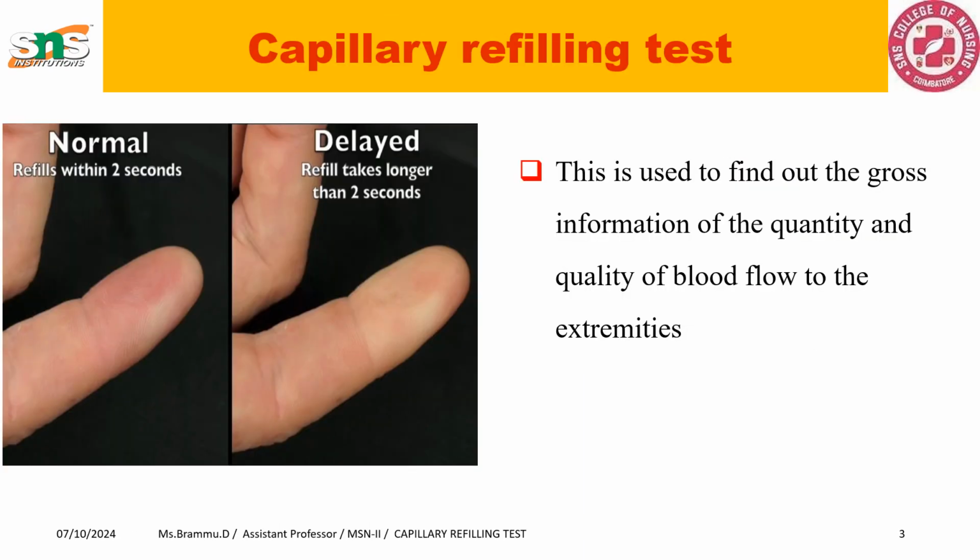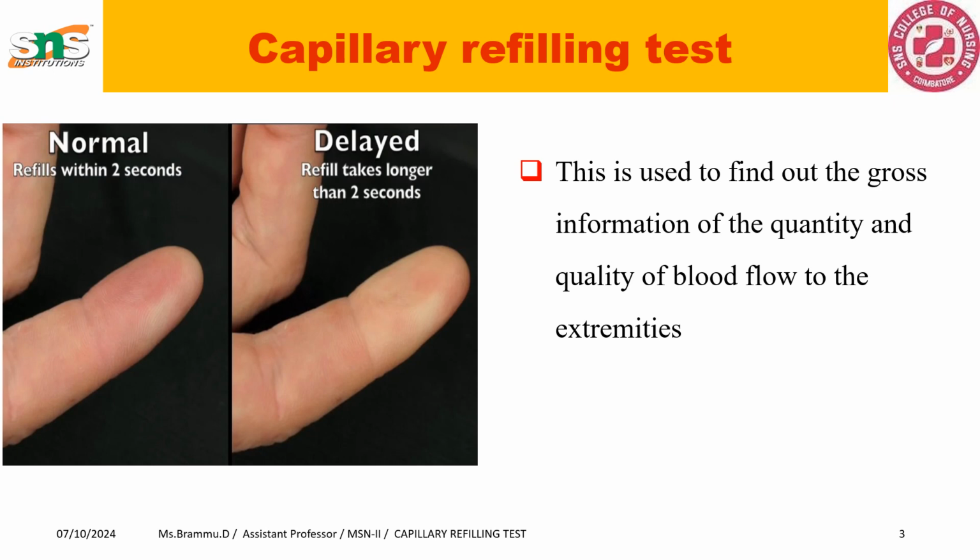So in this picture, you can see in the first picture the normal refilling time of the blood when a pinch test is taken. And in the other picture, you can see it is very much delayed, and you can see the blanch test, that is blanching of the skin or paleness of the skin where the pinch has been taken, and refilling is taking more than 2 seconds.